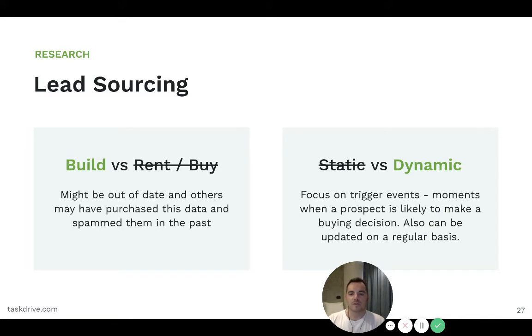And when it comes to lead sourcing, you need to definitely take the mentality of building a list. You don't want to rent and you don't want to buy a list, because that list might be out of date, and also others may have purchased that data and spammed them in the past. So you don't want to be just another company spamming them. You also want to think about building dynamic lists, and you do that by focusing on trigger events. So those are moments when a prospect is likely to make a buy-in decision, and it also can be updated on a regular basis.